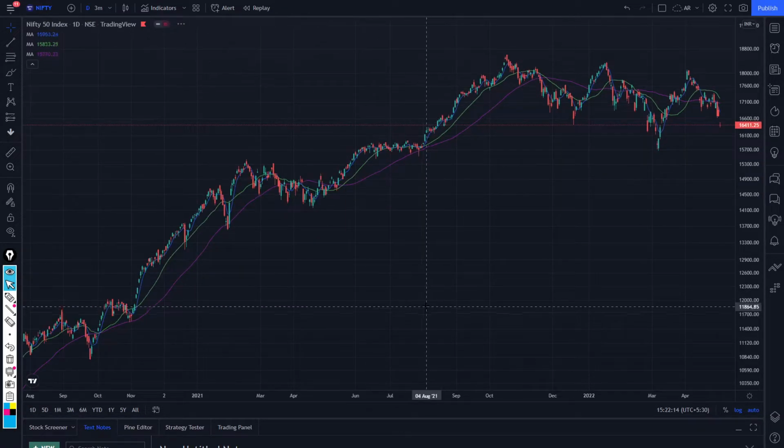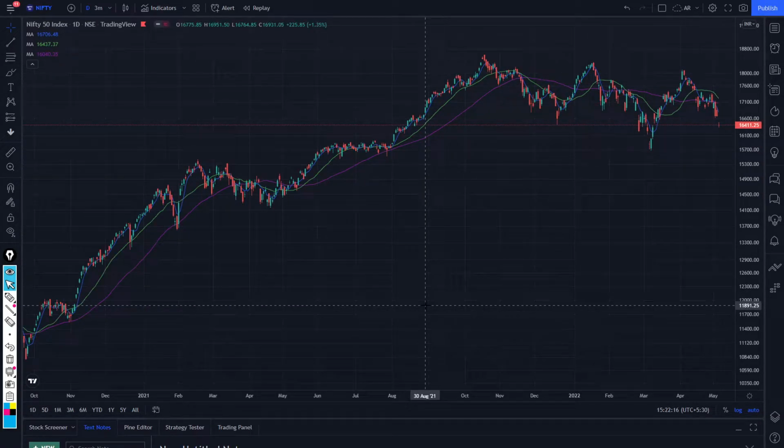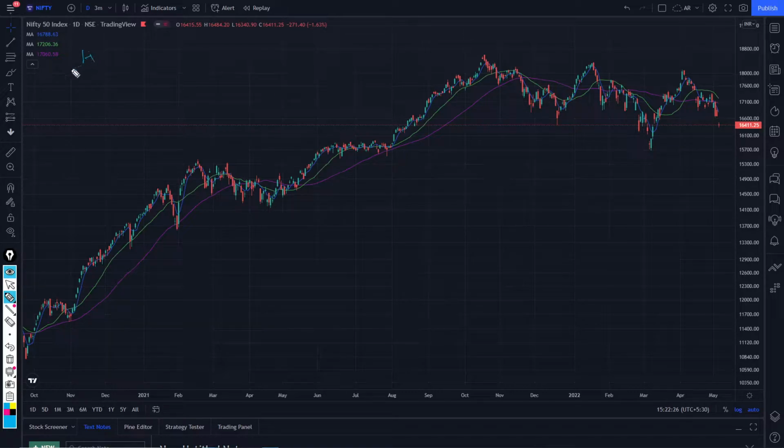So, number one, why use moving average? In the previous sessions we have discussed the price action. So why use moving average? What it does, the first thing, it smoothens the price action.